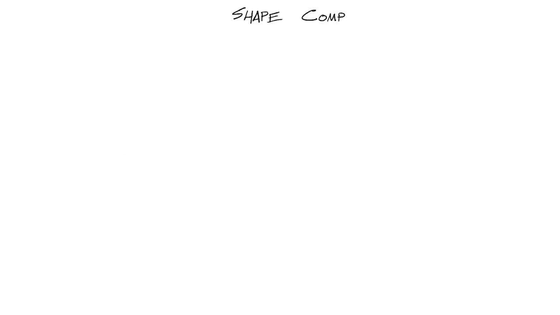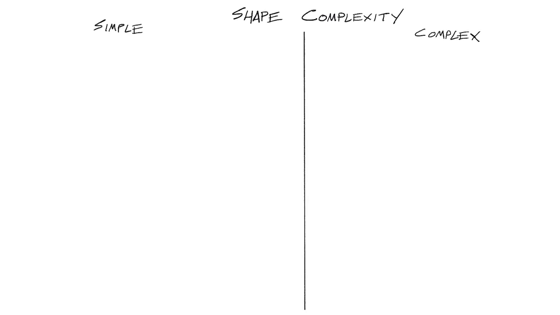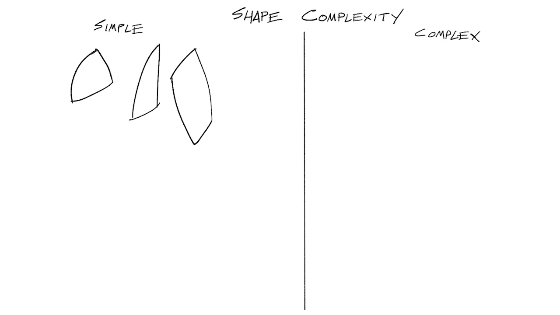Now let's take a minute and talk about shape complexity. I'll show some examples of simple and complex shapes and how they differ. Now these three shapes are some that I use a lot. They don't have too many sides and are really nice and open.